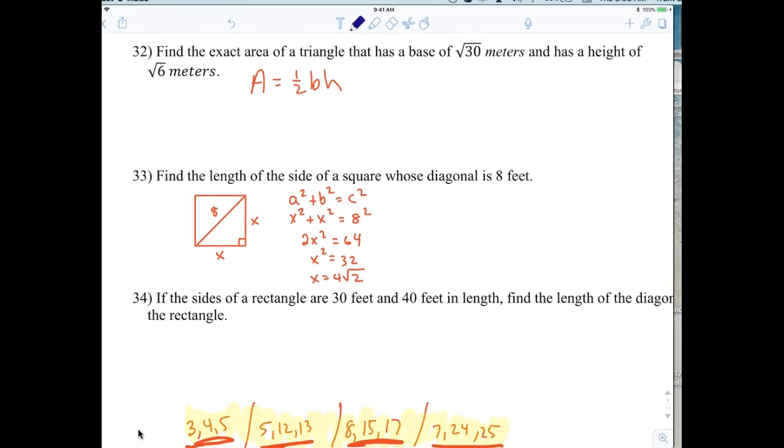Now the fun begins. All right. Find the exact area of a triangle that has a base of square root of 30 and a height of square root of 6. So area equals 1/2 square root of 30 times the square root of 6. So we agree there's a common 6, right? And then half of 6. So everybody see how that's 3 radical 5?